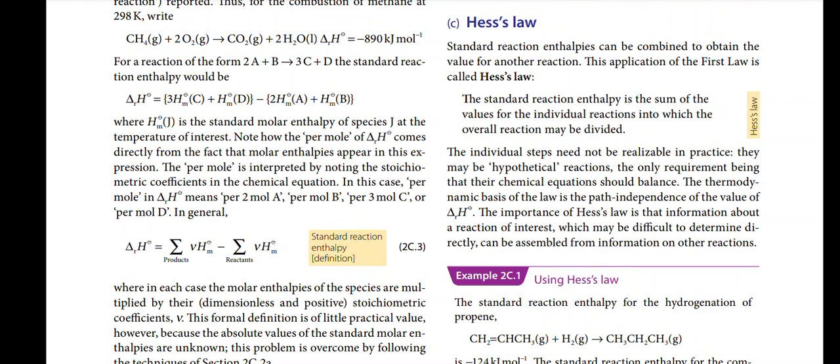The thermodynamic basis of the law is the path independence of the value of delta H R naught. The importance of Hess law is that information about a reaction of interest, which may be difficult to determine directly, can be assembled from information on other reactions.